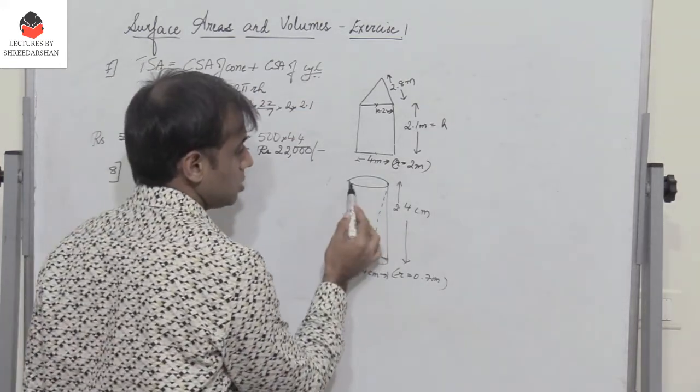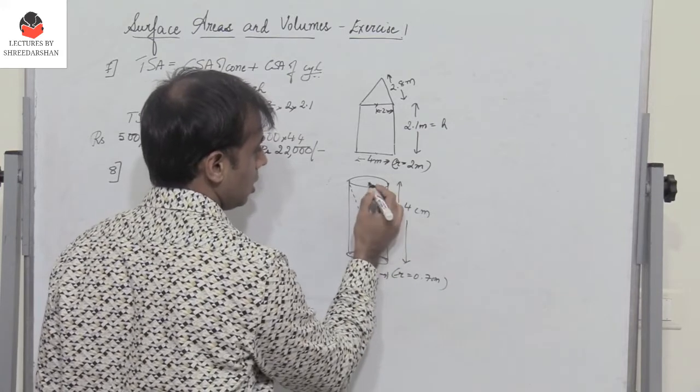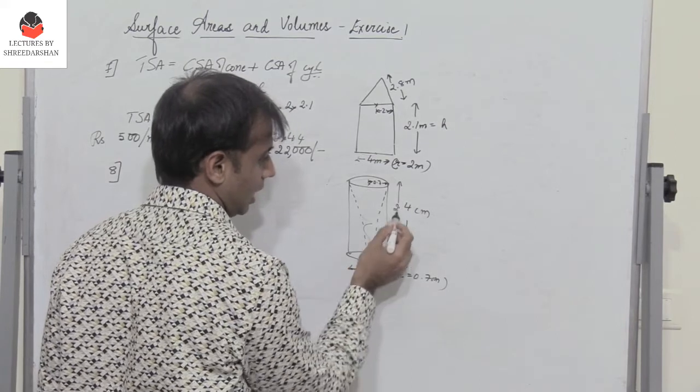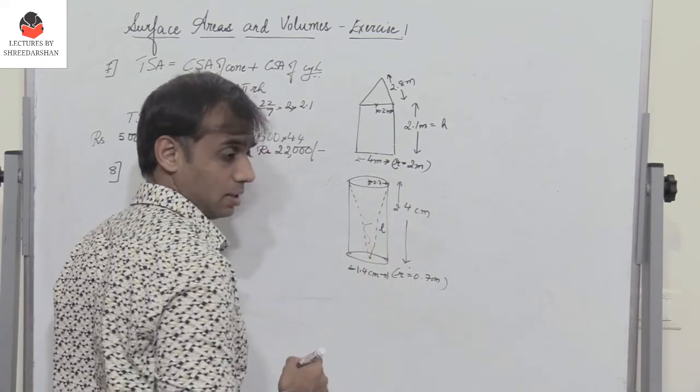So I also need to find the area of the cone. What is the radius of the cone? The radius of the cone is 0.7 centimeters. I need to find the slant height, whereas the height is 2.4. So I need to find l here. So what is l?